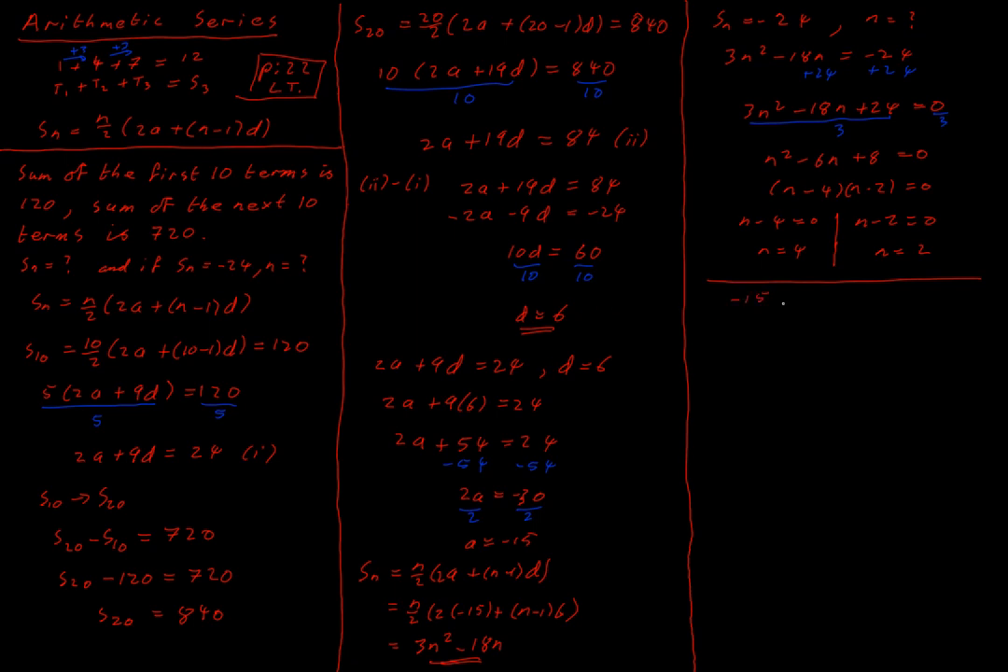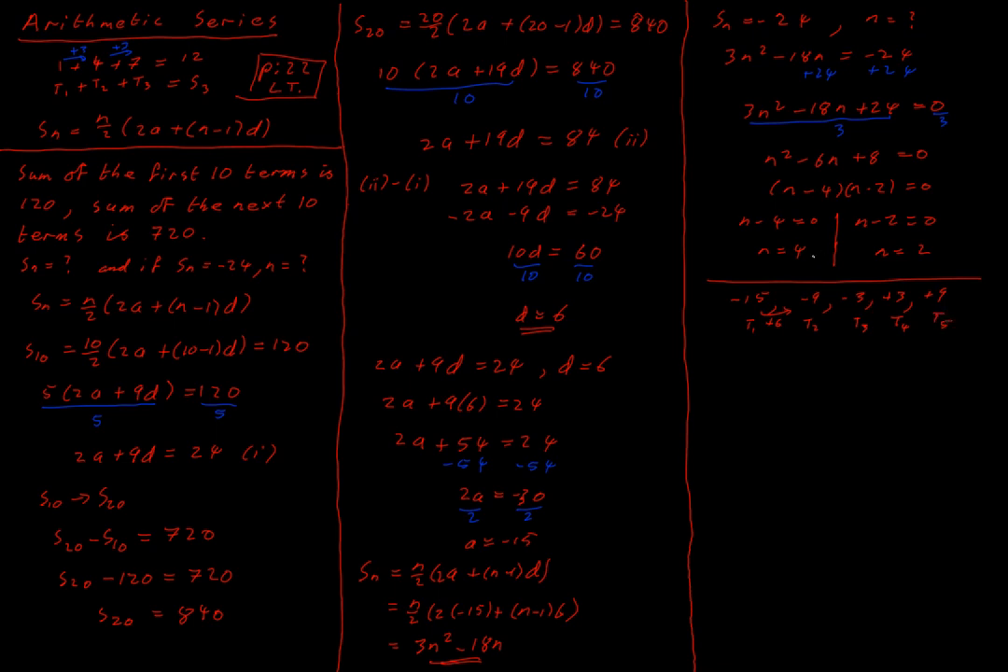So minus 15 is my first term, add 6. And my second term is going to be minus 9. My next term is going to be add 6 is minus 3. My next term is going to be add 6 is plus 3. My next term is going to be add 6 is going to be plus 9. So this is T1, T2, T3, T4, T5.